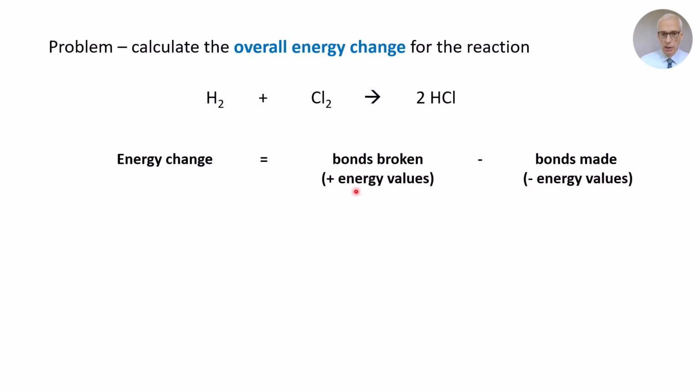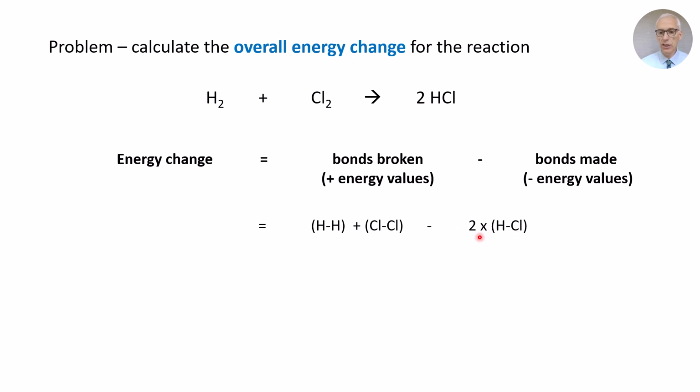So, of course, breaking bonds has a positive energy value and making bonds has a negative energy value, and we build that into the equation by putting a negative sign in front of the bond energy values being made. So, what are the bonds that are broken? Well, I've got a hydrogen-hydrogen bond, 1 mole of. I've got a chlorine-chlorine bond, 1 mole of. And then I've got a hydrogen-chlorine bond. But I haven't got 1 mole, I've got 2 moles.